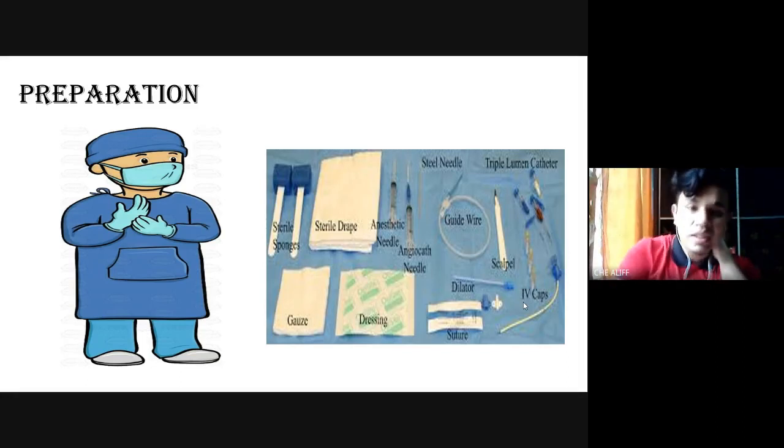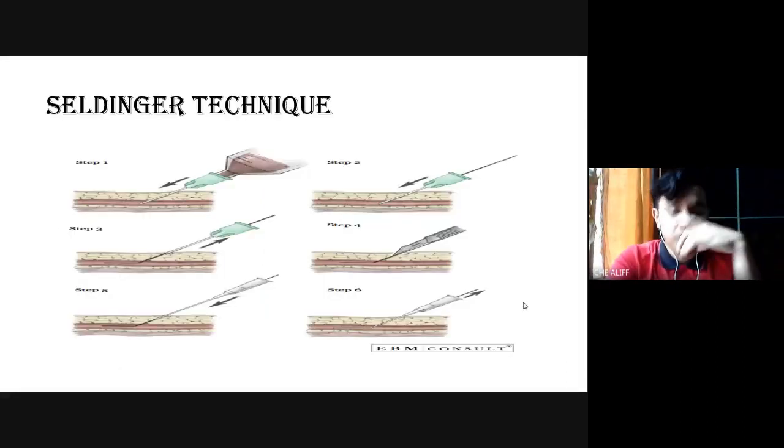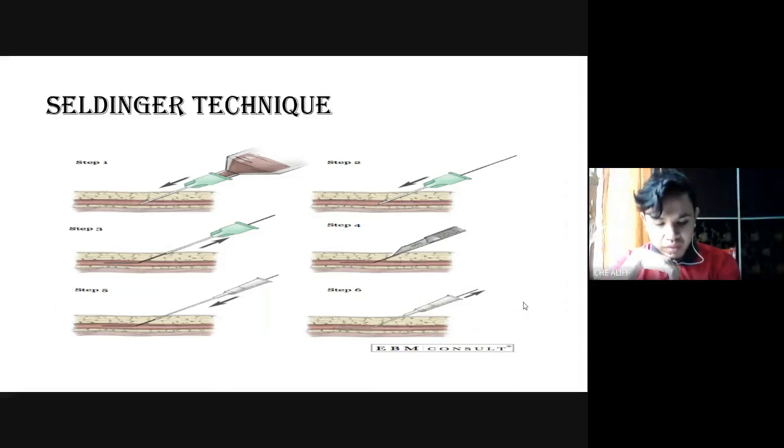Basically, there is a technique to insert the central line that is used frequently, which is the Seldinger technique. In this technique, first under ultrasound, we insert the needle attached to the syringe into the vein. When there is a flashback of blood, it indicates that the needle has reached the vein.